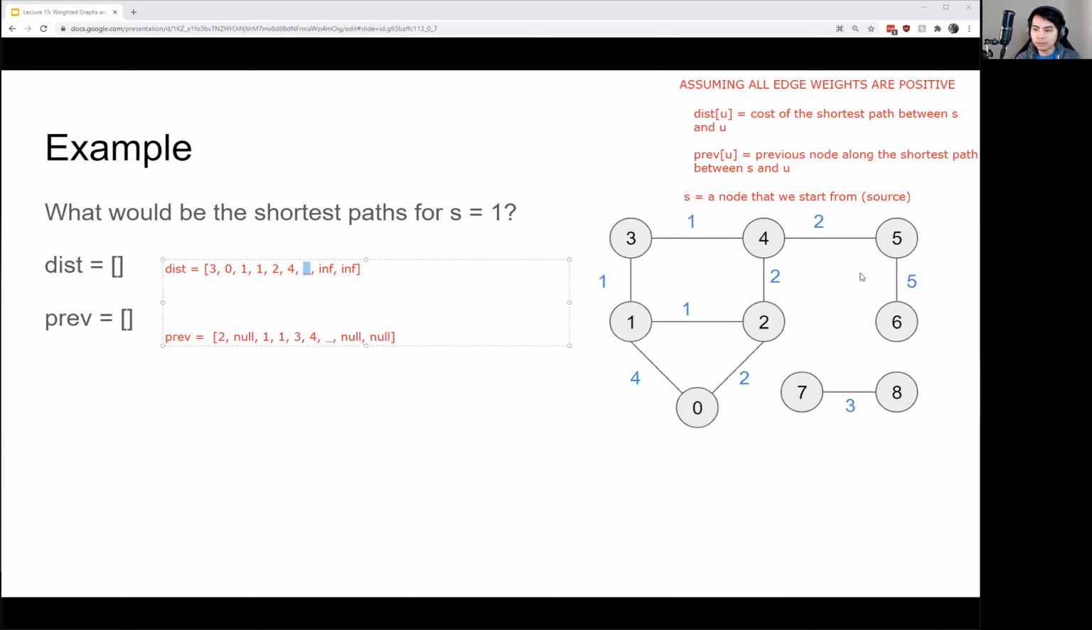All right, so the question is, if we're trying to get from 1 to 6, what would be the cheapest cost to get from 1 to 6? And what's the node that we would have to put here? Go ahead and type in chat.